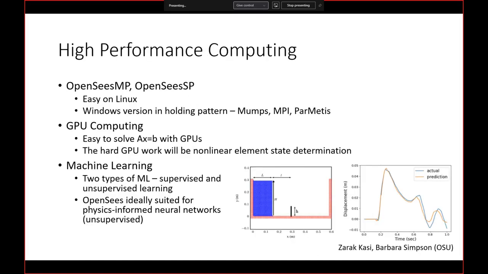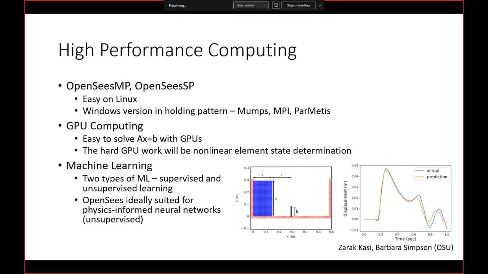Okay. High performance computing, which I believe Minji talked about a little bit, and earlier in the day, Asdia talked about parallel computing as well. But OpenSeesMP and SP are pretty easy to do on Linux. The Windows version, at least the one you can compile out of GitHub, is in kind of a holding pattern. We're trying to figure out how to update MPI and MUMPS and ParMETIS and all that stuff.